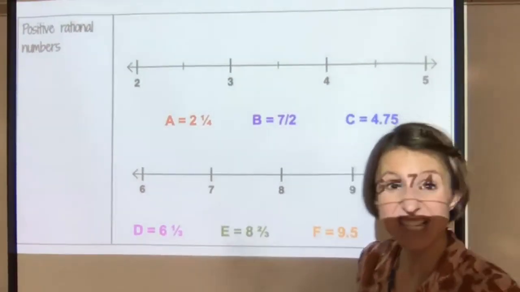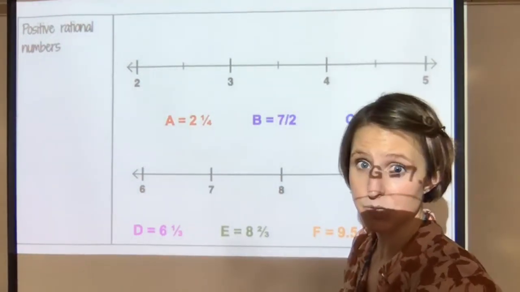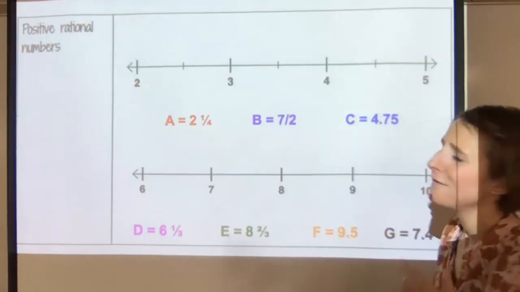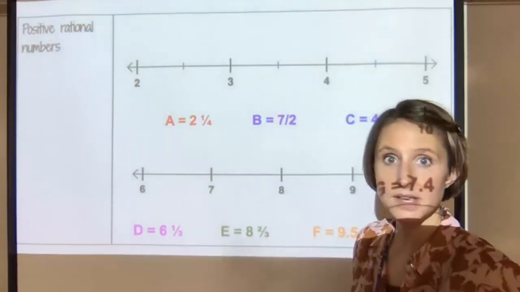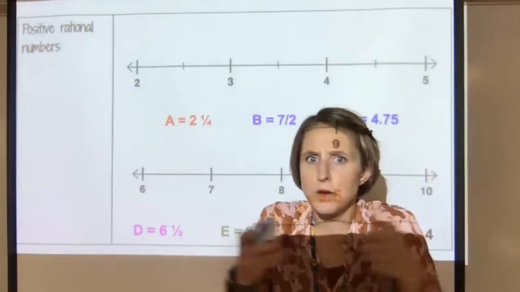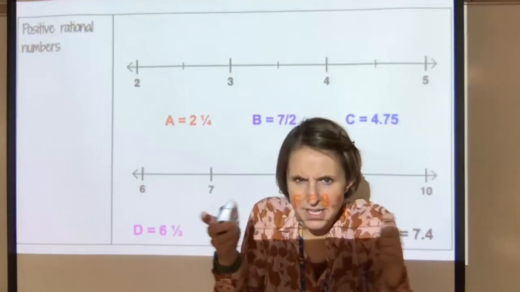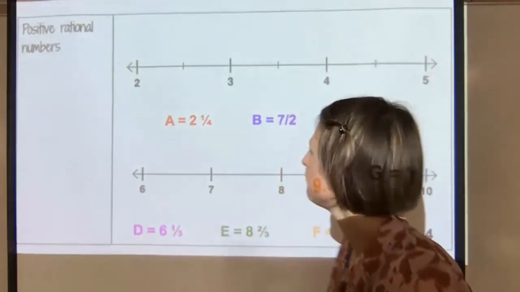Positive rational numbers. This is review. Locating, plotting positive rational numbers. We did this as 6th graders if you were with us at RMS. First thing, you got to make sense of the number line. Is it showing you just whole numbers? Is it showing you fractional pieces? Numbers go on forever, so there's an infinite amount of numbers within 2 whole numbers on a number line.